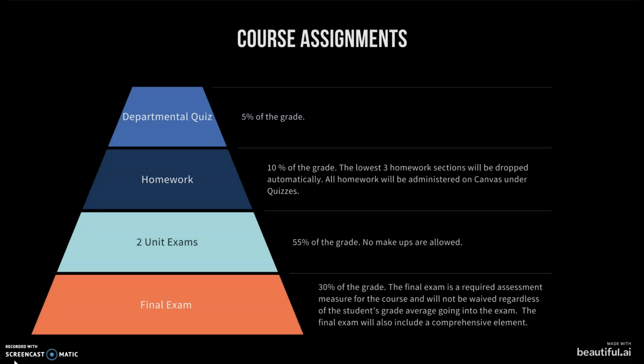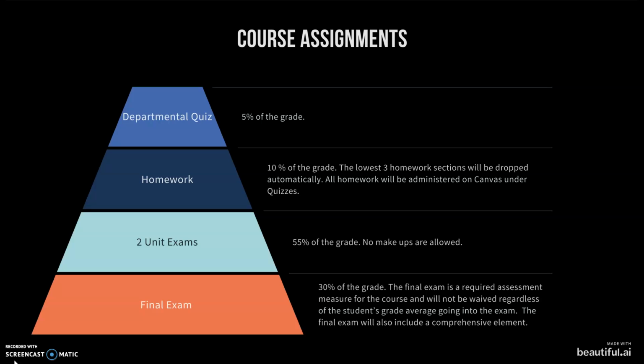Okay, so the assignments that you'll have for this course: you'll have a departmental quiz, homework, 2 unit exams, and a final exam. So the final exam is 30% of your grade. Now the final is a requirement and it cannot be waived regardless of what your grade is at the end of the class. Okay. It is also going to have a comprehensive element, meaning everything that we learn throughout this course is going to be on the final exam as well.